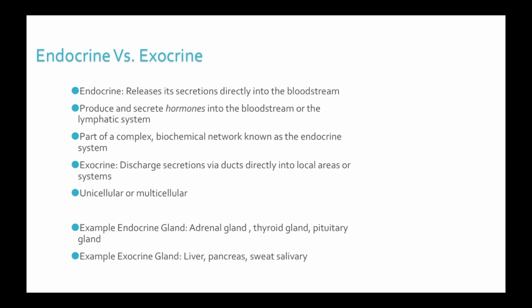Exocrine system, on the other hand, and exocrine glands discharge secretions via ducts directly into local areas or systems. Unicellular or multicellular, an example of exocrine gland is liver, pancreas, sweat, and salivary glands. So we're going to talk a little bit, just going off on a little bit of a sidetrack here, to talk about the difference between endocrine and exocrine, and then we'll be able to link this back up later in your program as you go through your schooling.